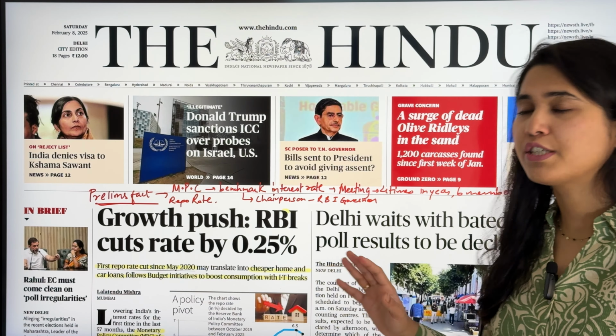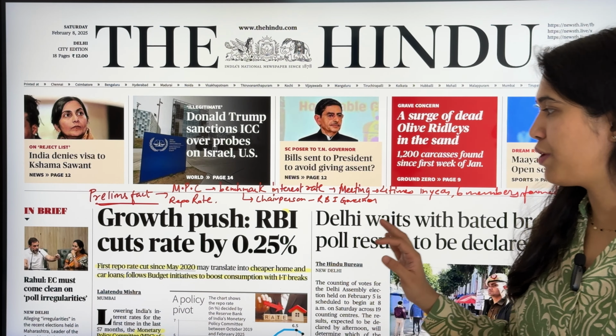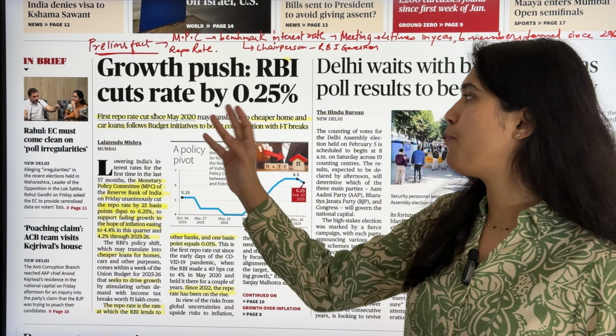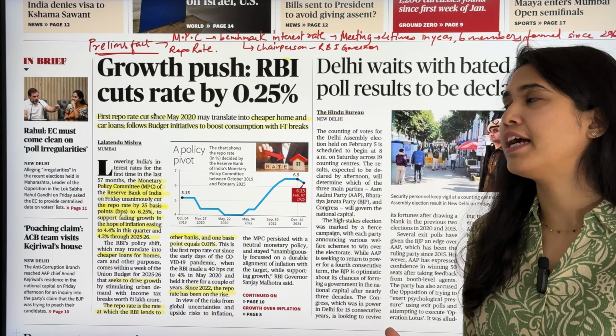So a lot of things will strike in this year's prelims. Let's start with today's newspaper. Growth push, RBI cuts rate by 0.25%. So which rate are they talking about?